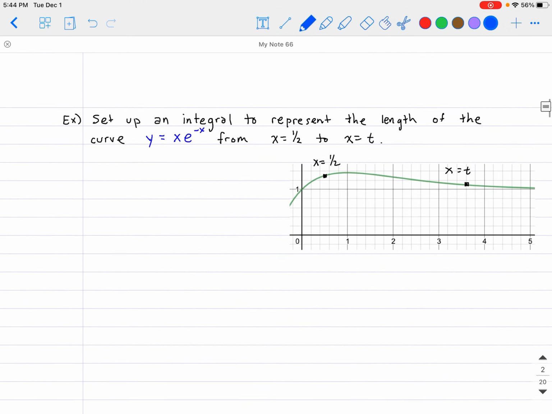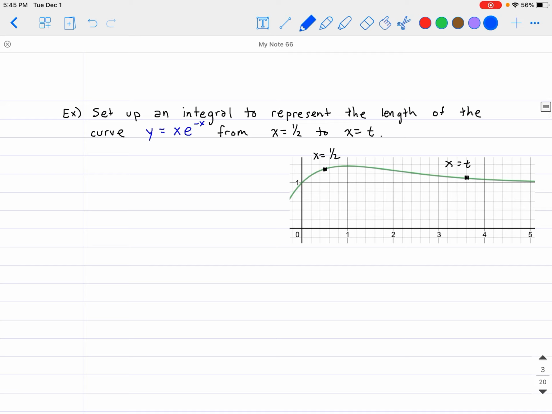And finally, for this last one right here, we just have to set up an integral to represent the length of the curve y equals x times e to the negative x, from x equals 1/2 to x equals t. So what that means is my endpoint can be anywhere. It could be at 1, it could be at 4, it could be at 5. It's just going to be some variable that represents the endpoint. So let's go through our procedure so you can see what that looks like.